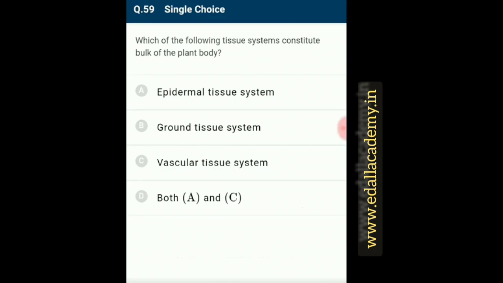Question number 59. Which of the following tissue systems constitutes the bulk of the plant body? The outermost covering of the whole plant body forms the epidermal tissue system, which includes the epidermal cells and appendages with stomata. This system basically provides protection to the main plant body. Vascular tissue system is made up of complex tissues having more than one type of cell working together as one unit. The main function of the unit is transport. All the tissue excluding epidermal and vascular comes in the category of ground tissue system, which forms the bulk of the plant body. So the answer is option B, ground tissue system.